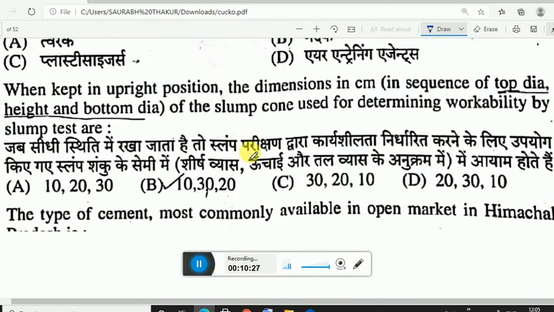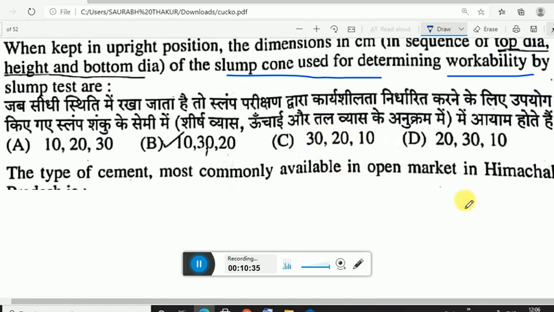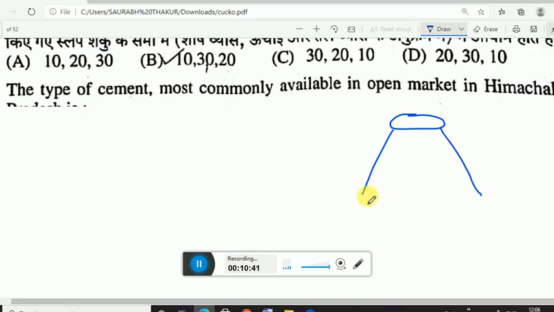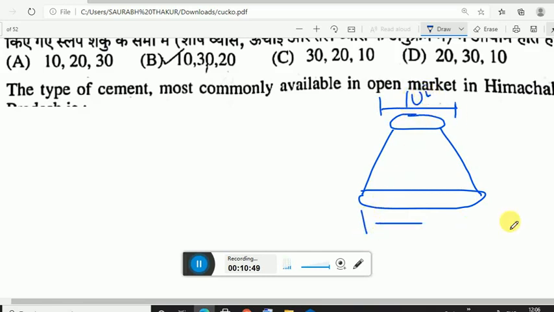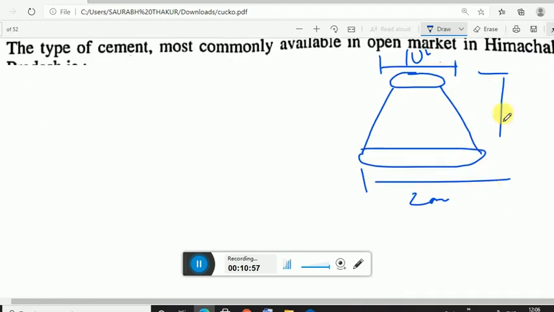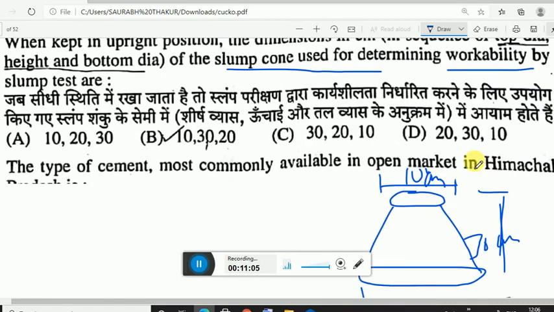When kept in upright position, the dimension in centimeter in sequence of top dia, height and bottom dia of the slump cone used for determining workability. If you know the dimension, slump cone would be looking like this. Okay, if you know the dimension, that is 10, 20 and 30. Okay, 10 centimeter, 20 centimeter and 30 centimeter.